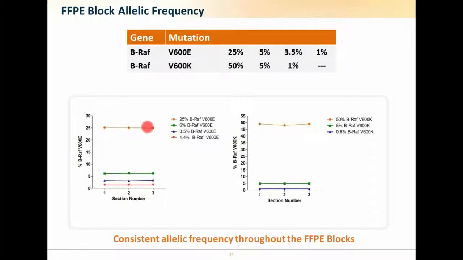We then took sections from throughout the block, and here we've made 4 different blocks for BRAF V600D, with 25% allelic frequency, 5%, 3.5%, and 1%. We ran these on digital PCR, and what you're looking at here is the 25% block comes out dead on 25%. The 5% is actually slightly higher, and it rounds up to 6%. The 3.5% is dead on 3.5%, and our 1% comes out at 1.4%.